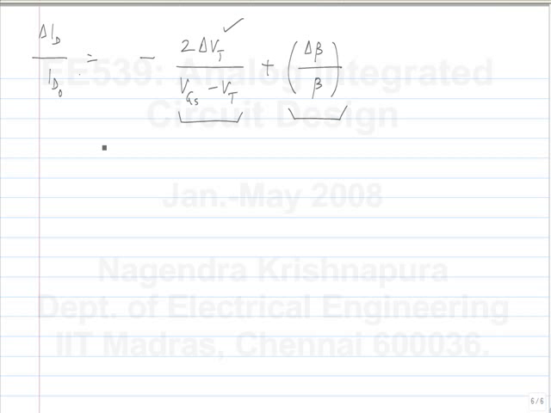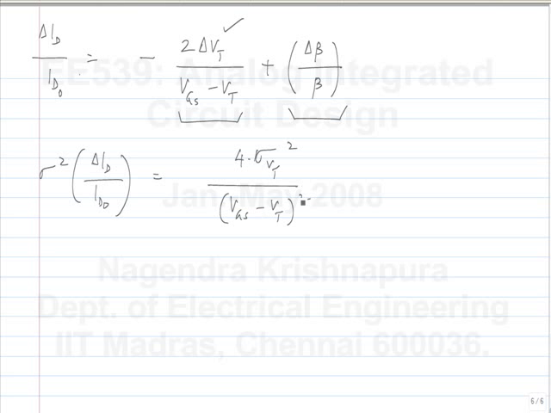What is the variance of this? So this is 4 sigma VT square by VGS minus VT square plus the variance of this. It's assumed that, sorry, the variance of this is what we call sigma beta, okay. It's assumed that the mismatch in VT and mismatch in beta are uncorrelated, okay.